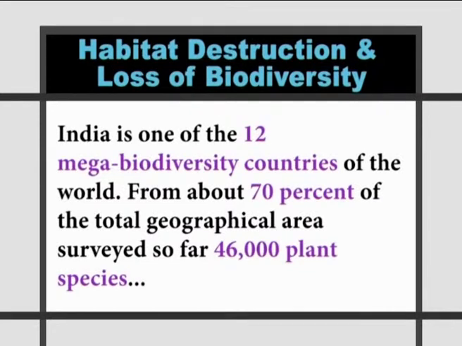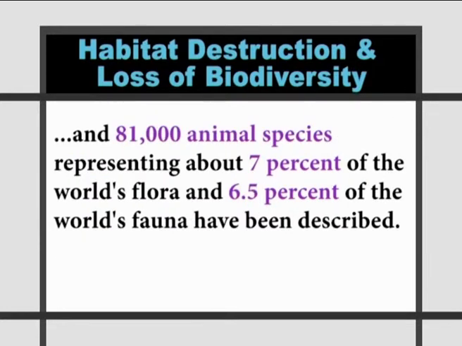The greatest threat to biodiversity is not destruction of plants and animals per se, but rather the destruction of their habitat. India is one of the 12 mega biodiversity countries of the world. From about 70% of the total geographical area surveyed so far, 46,000 plant species and 81,000 animal species, representing about 7% of the world's flora and 6.5% of the world's fauna, have been described.